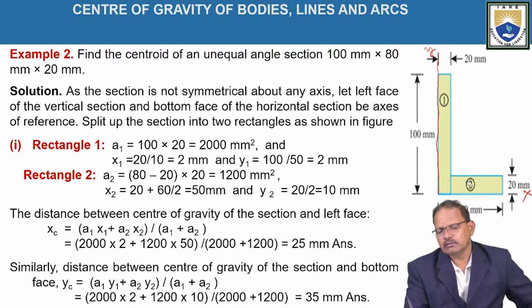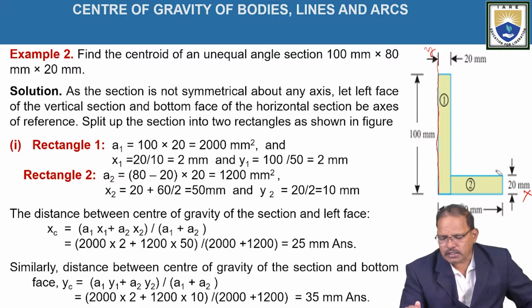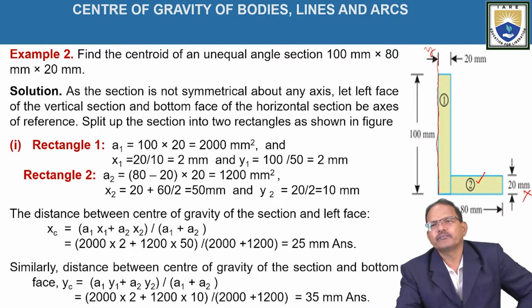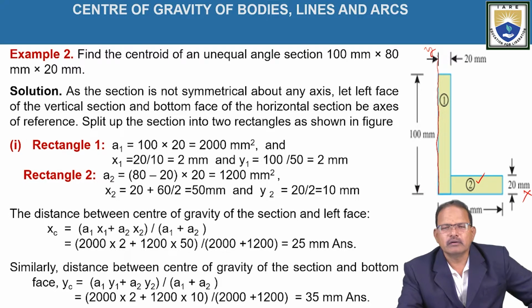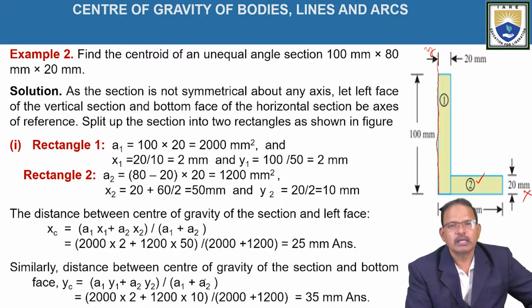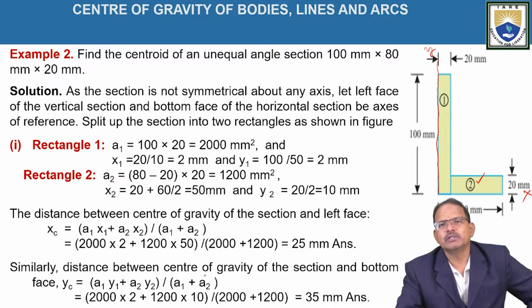Here we have taken the vertical line, and this is one rectangle, and the second one is representing the second rectangle. Now, using the formula xc is equal to a1 x1 plus a2 x2 divided by a1 plus a2, and one more equation, yc is equal to a1 y1 plus a2 y2 divided by a1 plus a2, we have to locate the position of the centroid.